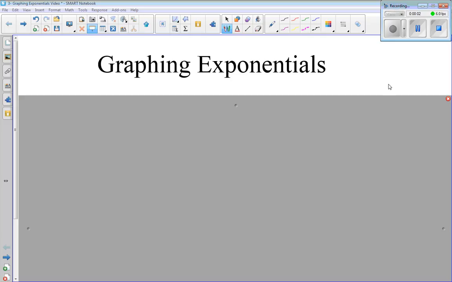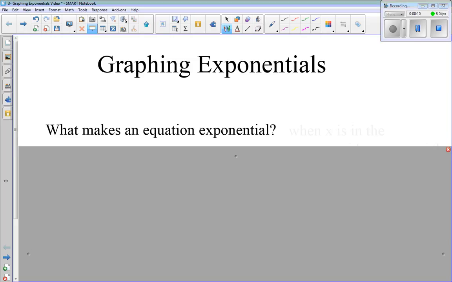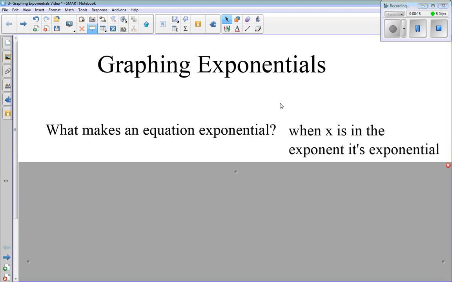Alright, today we're going to be talking about how we can graph exponential equations. Before we can address that situation, we need to know what makes an equation exponential. Now, this one's pretty easy to remember because it sounds pretty cool. When x is in the exponent, it's exponential.